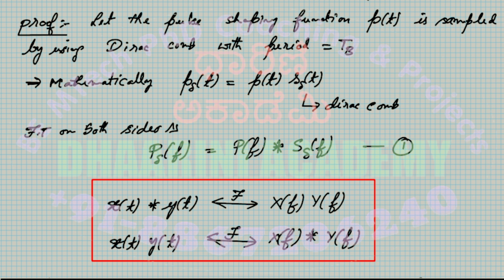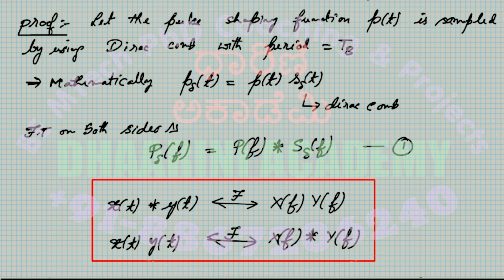Okay, that p of t, we try to sample it using what is called a Dirac comb function. In the sense, you have repeated the delta function at duration Tb, all the way from minus infinity to plus infinity, right? So that is denoted by s delta of t, the delta function repeated. Whatever is the gap between the delta functions, you can assume.